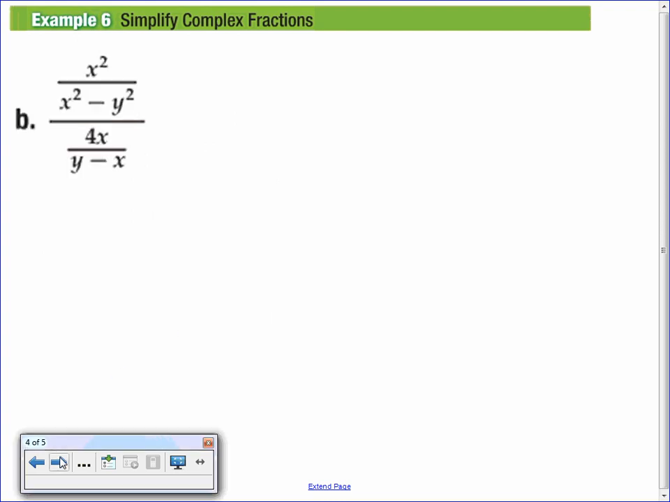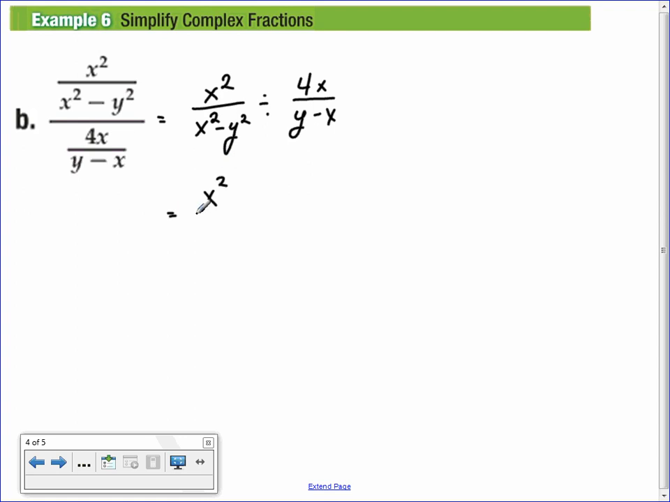Okay, I'll give you another example. Alright, remember, the top divided by the bottom. Alright, now multiply and flip. I'm going to go ahead and factor this as I go as well. X squared minus y squared is x plus y, x minus y. Factoring as you go will save you a little bit of work.